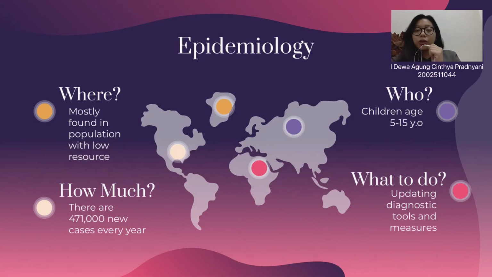Okay, so first let me introduce myself. My name is Ida Winstebranyani with 3 digit ID number 044. So we'll move on into epidemiology of acute rheumatic fever.